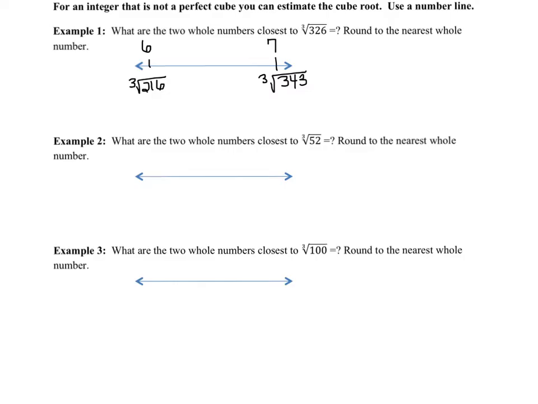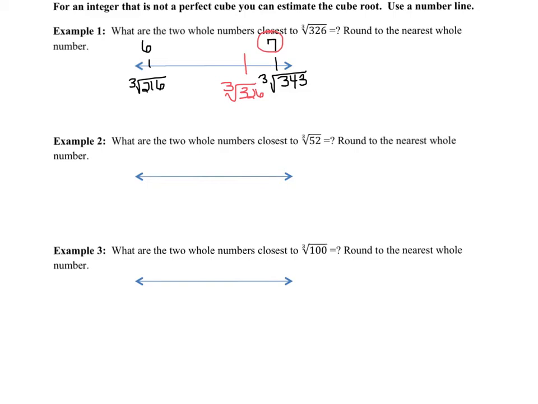So where does 326 fall closer to? Well, it falls closer to 343. Therefore, the nearest whole number would be 7.